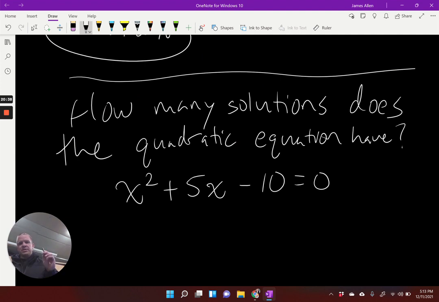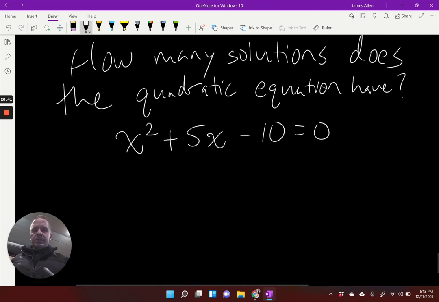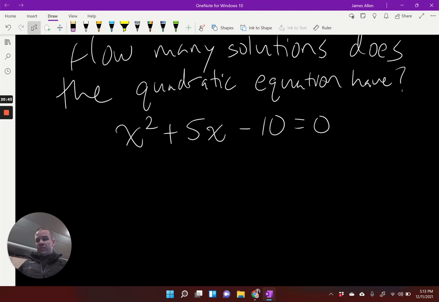All right, how many solutions does the quadratic equation have? So let's take a look here. What the heck does that even mean? Do I have to solve this? No. You can use the discriminant. So quick review of the discriminant. This is something that a lot of us struggle with because you're wanting to do more math than you need to. So b squared minus 4ac, that is my discriminant.